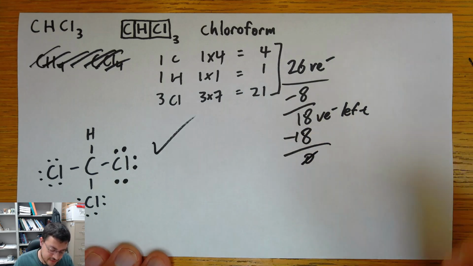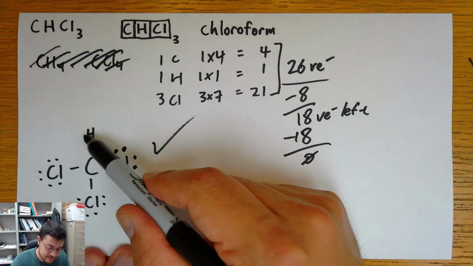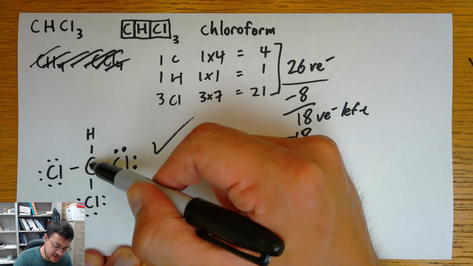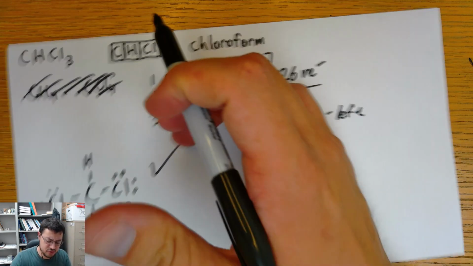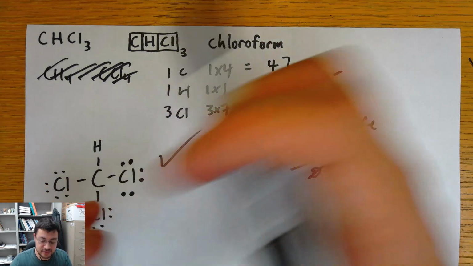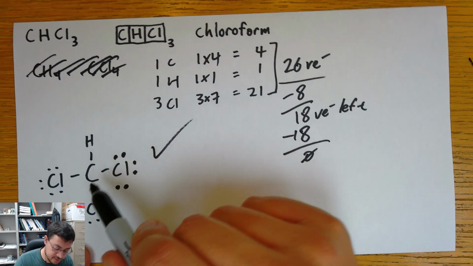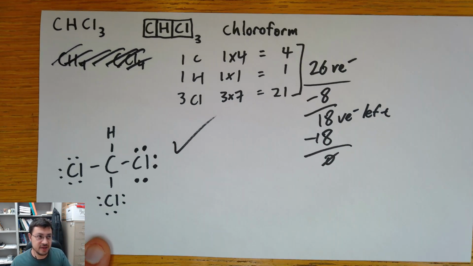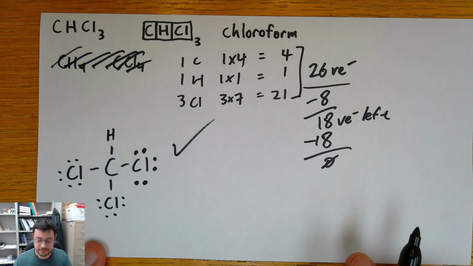Okay, maybe I did that too fast. Let's do the double check. Duet, octet, octet, octet, and then the center, always go, whoops, outside in, always. Center carbon, yep, has octet. So indeed, that is done.